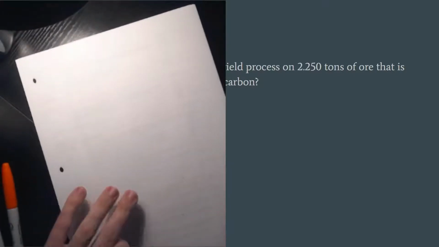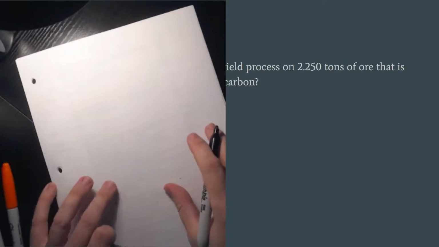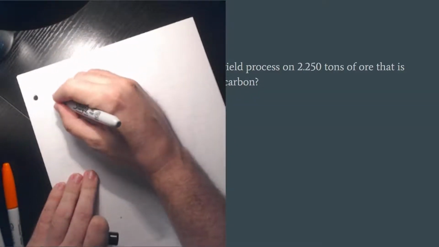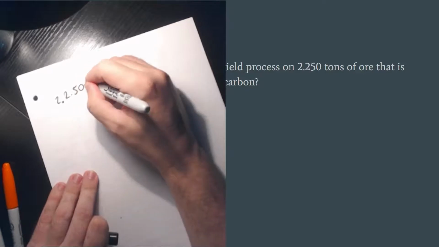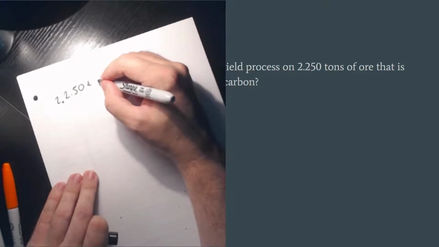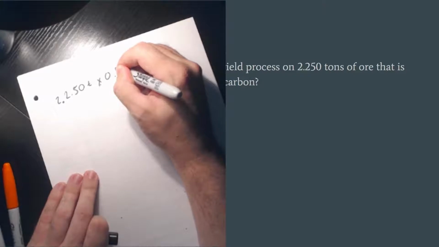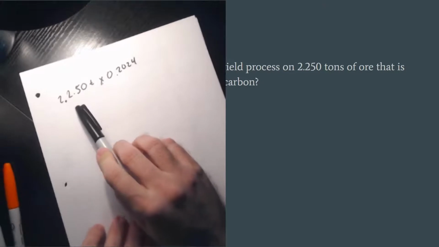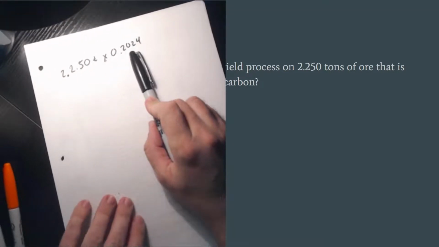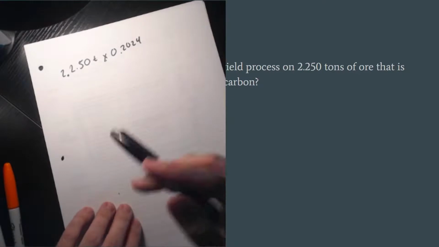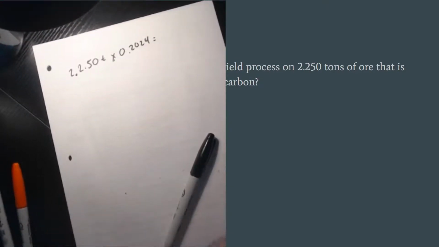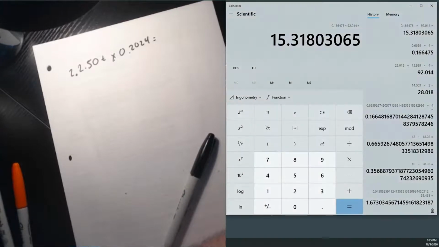All right, so balanced reaction, it'll be easy enough. Let's do the iron ore bit first. 2.250 tons times 0.2024. Okay. Of our 2.25 tons, only 20.24%. So 20% of something, it's okay. So it's a little bit more than 1/5. So how much of our ore is actually the iron oxide?